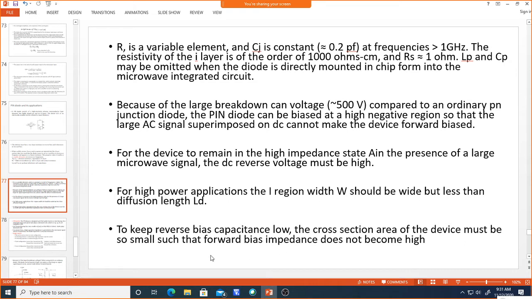Now for the PIN diode in reverse bias, the reverse bias capacitance should be low. To keep that capacitance low, the cross section area of the device must be small, such that the forward bias impedance does not become high. So we need to keep this capacitance low for the reverse bias condition, and the forward bias impedance should not become very high.